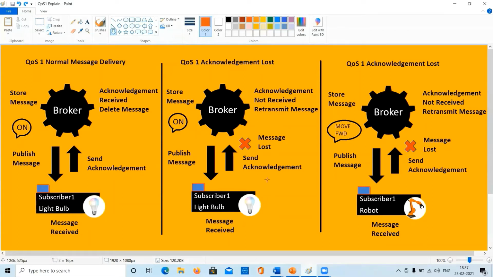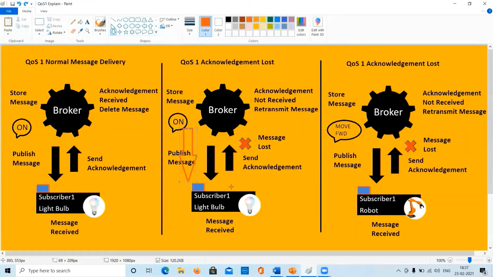The subscriber again sends an acknowledgement, but because of the same network issue or some other issue, the acknowledgement is lost. When the broker doesn't receive the acknowledgement, it retransmits the message, and this keeps on going. Let's assume that in the 10th round, the acknowledgement sent by the subscriber is received by the broker, and then the broker stops retransmission of the message. But by then, 10 copies of the same message would have been delivered to the light bulb, our subscriber. Now the question is, is this okay?